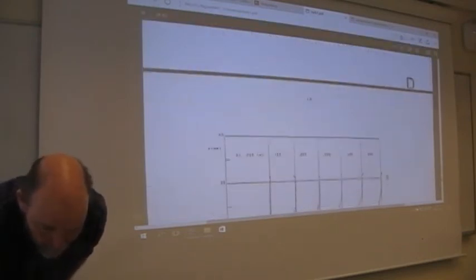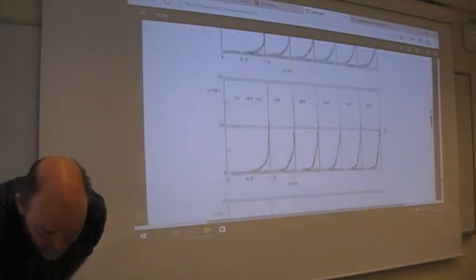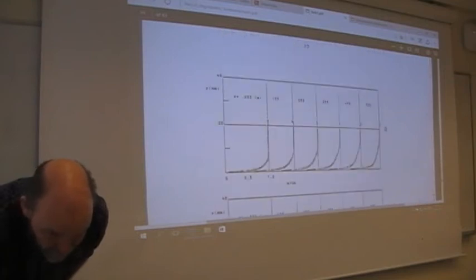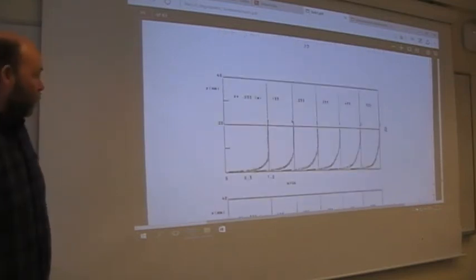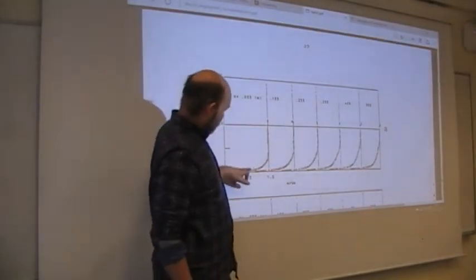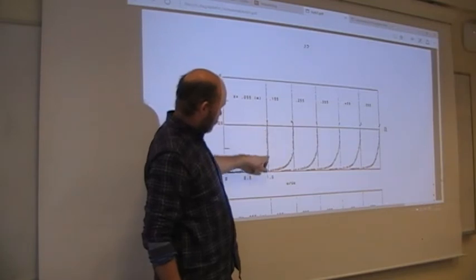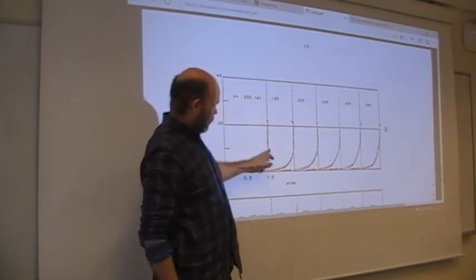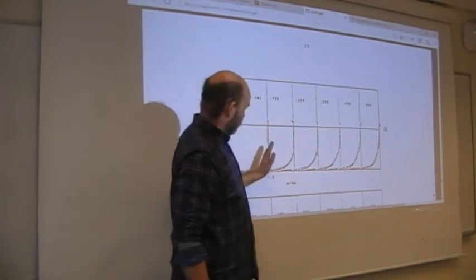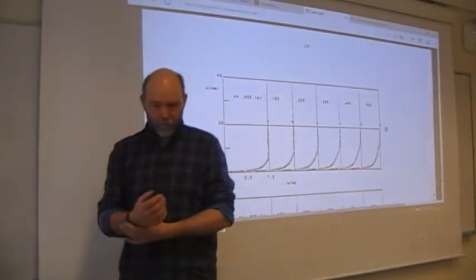For the rotating channels, I think here we have a rotating channel, case A. You don't have any rotation at all. So the measurements here, the velocity profile, very turbulent indeed. Sharp shoulder and then flat center part. And not much change when you go further downstream.